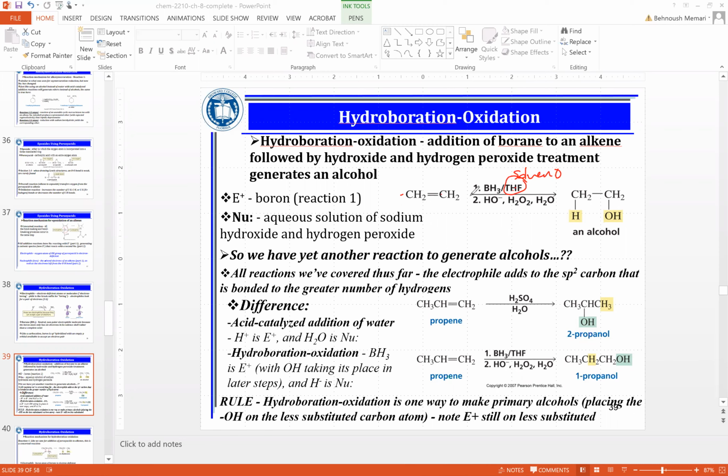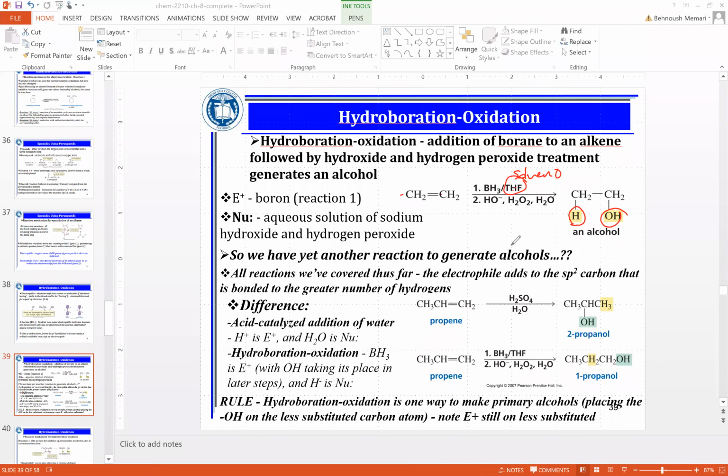The net result of the hydroboration oxidation reaction is addition of water. You're adding H and you're adding OH. The addition is anti-Markovnikov addition, and the addition is going to be a syn addition. Both H and OH will add from the same side.